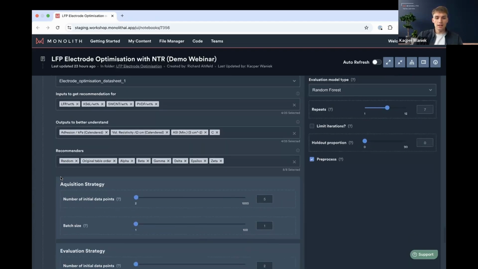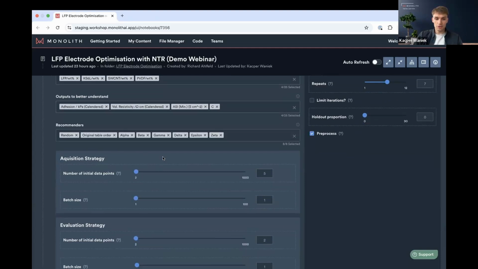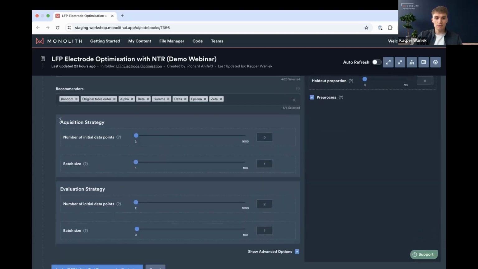We also define our training and evaluation strategy here, which is key. This is referring to the acquisition and the evaluation boxes that you'll see at the bottom. We'll always start with an initial batch, and that initial batch is used to train a surrogate model. So we've got an initial acquisition batch, which we use to train the model, and then we've got our initial evaluation batch, which is used to then validate that model.